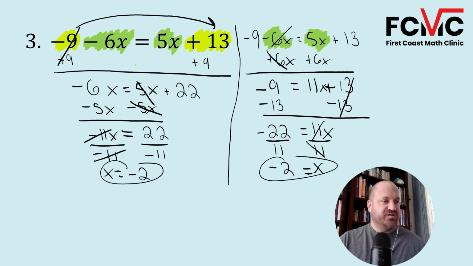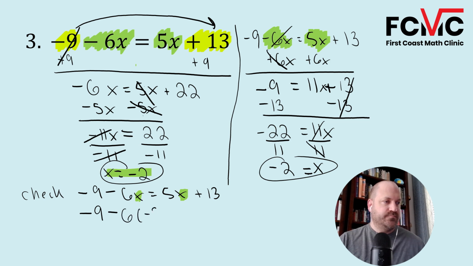All right, so let's check this. So we get negative 9 minus 6x equals 5x plus 13. And let's substitute negative 2 in for x. So I'll have negative 9 minus 6 times negative 2 equals 5 times negative 2 plus 13.